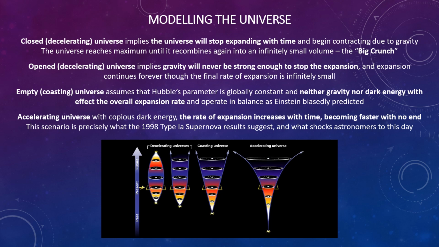And then our accelerating universe is the one that we appear to have, which has copious dark energy, where the rate of expansion increases with time and becomes faster and faster with no end. This scenario is precisely what the 1998 supernova results suggest, and this is where astronomers stand to this day.